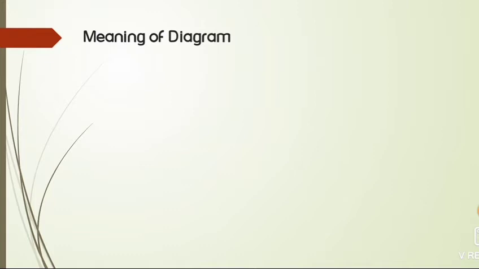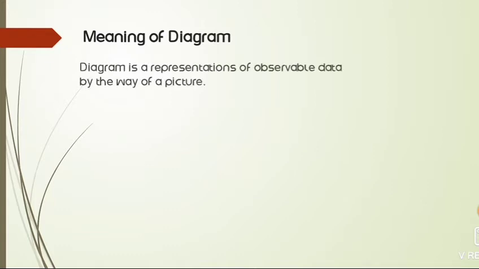First of all, before the meaning, what is a diagram? A diagram is a representation of observable data by way of a picture. It means that here there is some data which is observed, studied and analyzed, and that data is converted into a picture. It is represented in the form of a picture, and that picture is called a diagram.